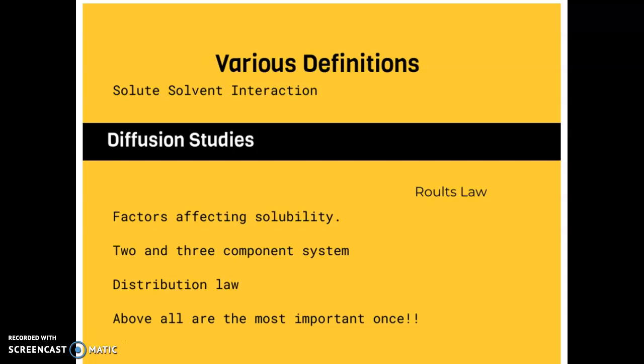Along with that, covering the association and dissociation of the solute. Then we dealt with the limitations of distribution law, followed by the applications. So all these parameters are the most important that we have covered in the chapter.